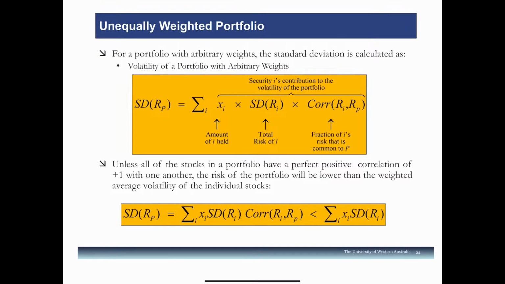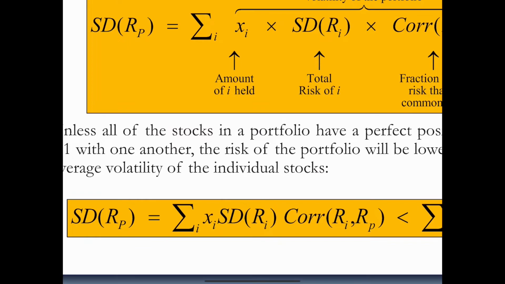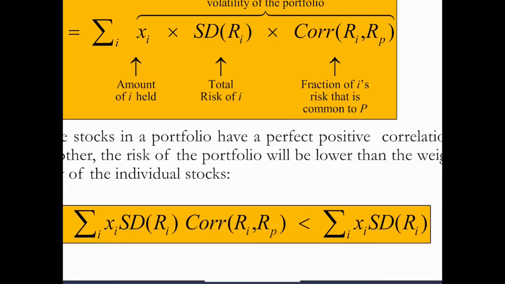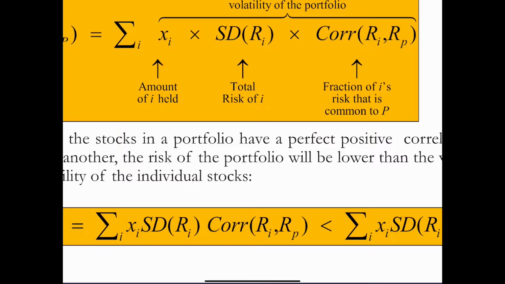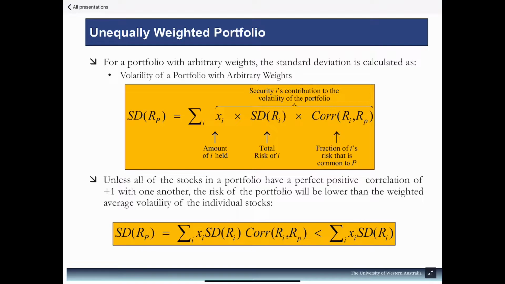So you don't have to go through a derivation to prove this formula, but what we want to show is that unless all of the stocks in a portfolio have a perfect positive correlation of plus one with one another, the risk of the portfolio would be lower than the weighted average volatility of the individual stocks. Which means the volatility of the portfolio RP equals what we've shown here, Xi times SD(Ri) times the correlation of Ri and RP, should be less than the individual weight times SD(Ri), because the correlation is bounded between minus 1 and 1. So unless it's 1 for every single pair, it's always better to combine them than to simply consider the weighted average of the individual stocks' volatility.